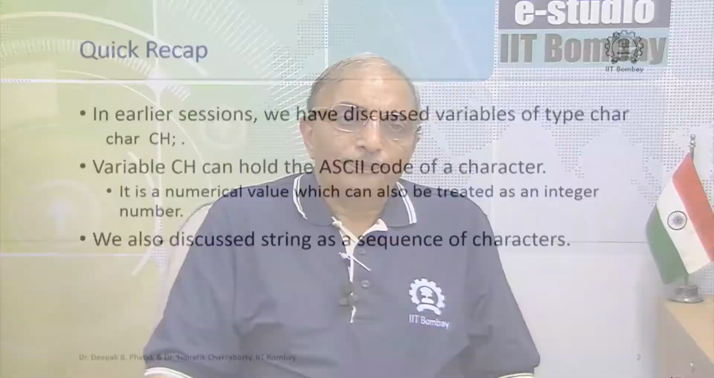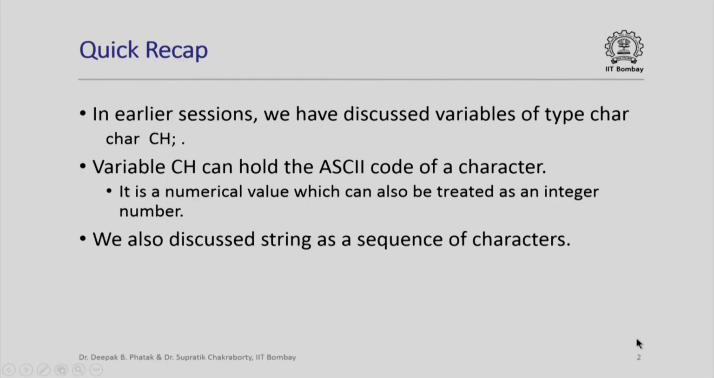So far we have seen in the earlier sessions that we can have a variable of type char in which we can store an ASCII value of a character. The ASCII code is actually a numerical value which can also be treated as an integer number. We also discussed how strings can be stored as a sequence of characters in an array.